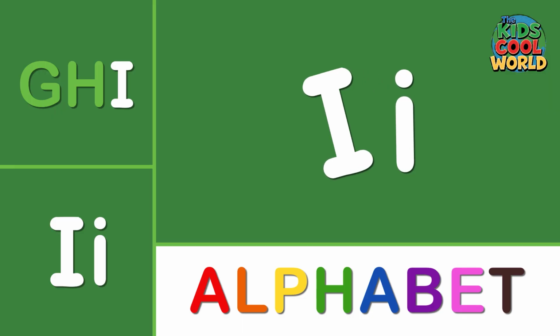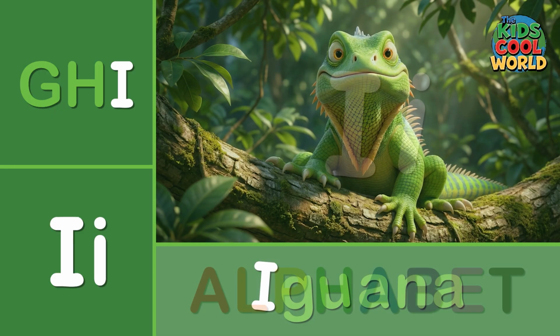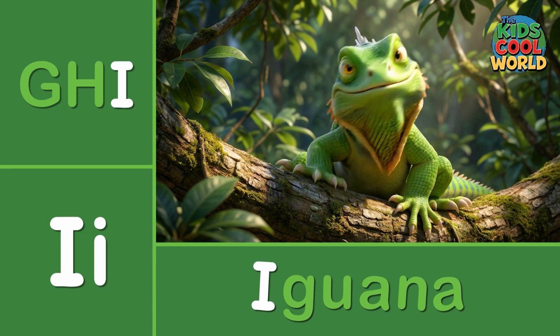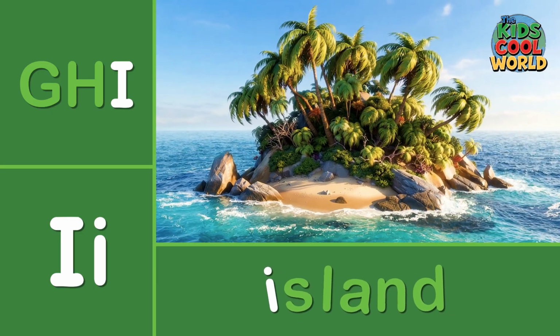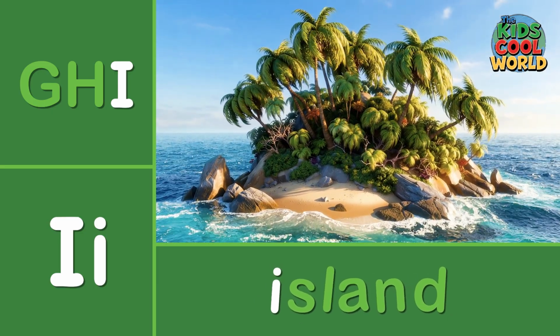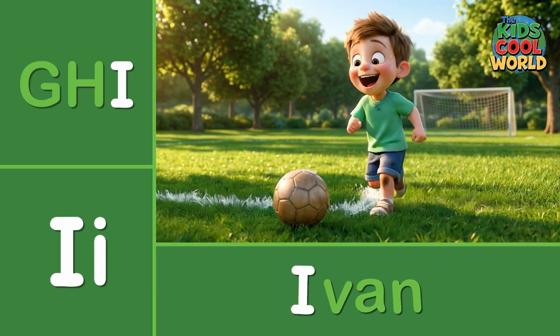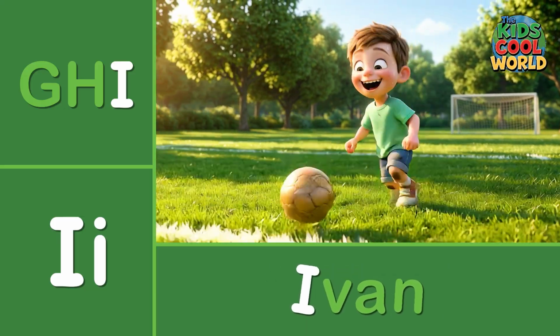It's the turn for letter I. I is for iguana, iguana, iguana. I is for island. Island, island. I is for Ivan, Ivan, Ivan.